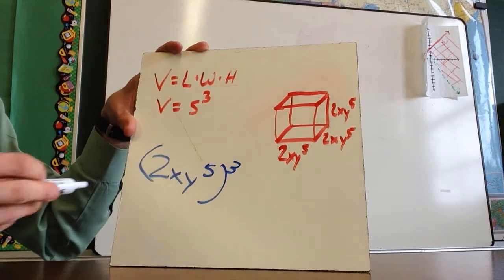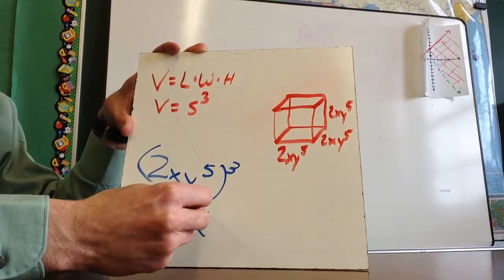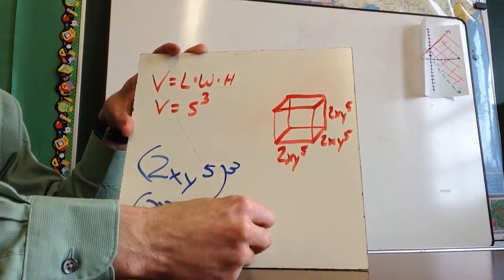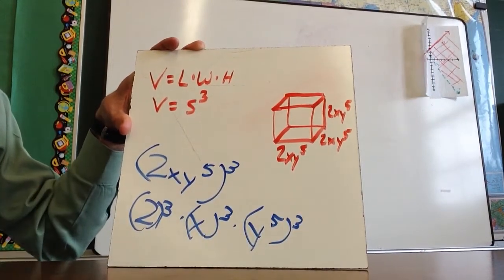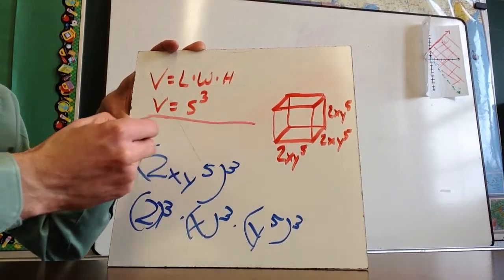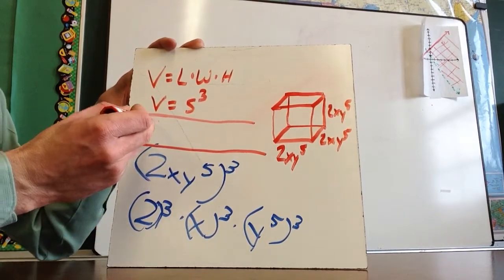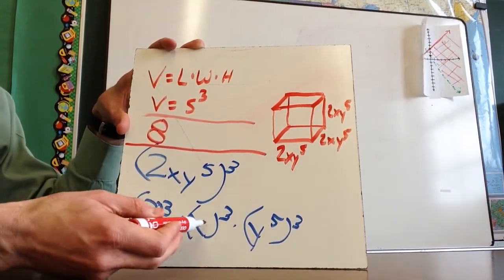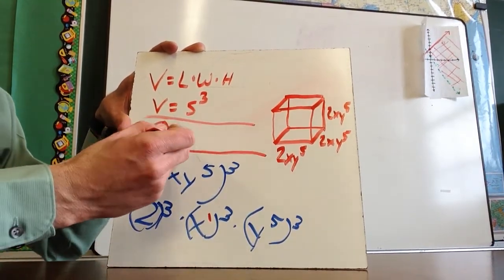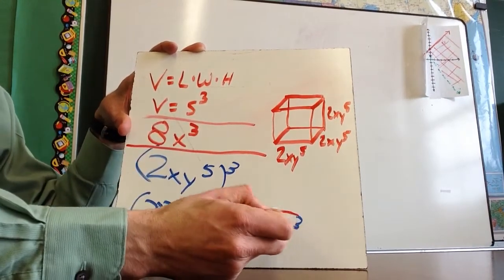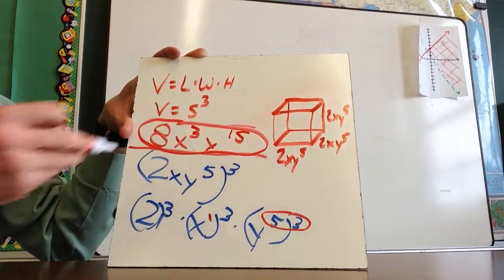cubed. Now remember, this is going to be the same as 2 to the third times x to the third times y to the fifth to the third. I've kind of run out of space, so I'm going to write it up here. 2 to the third is 2 times 2 times 2, which is not 6, it's going to be 8. X, and remember there's a 1 here, so I multiply these: 3 times 1 is 3, so this is going to be x to the third, and then I'm going to multiply these, and I've got y to the 15th. So my volume should look like that.